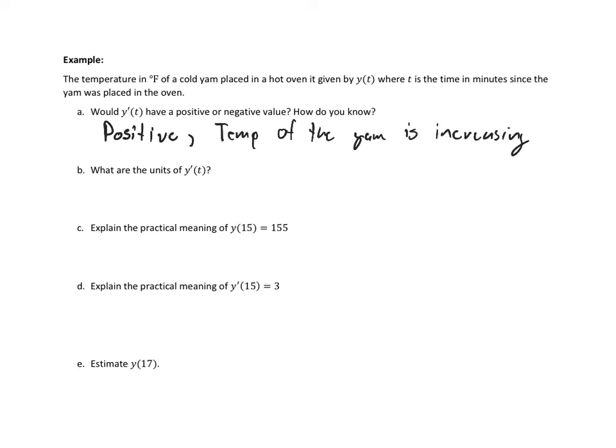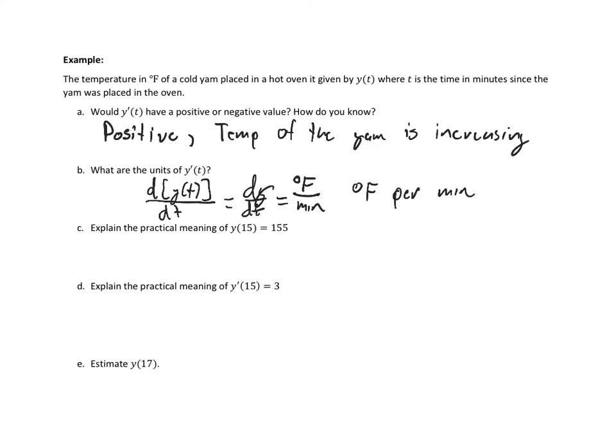What are the units of y prime of t? Well, again, we're going to think about the Leibniz notation. So d of y of t over dt would be dy over dt. And we know dy is temperature and t is time. If we're talking about the temperature here, we're looking at degrees Fahrenheit, and our time is in minutes. So the units would be degrees Fahrenheit per minute.